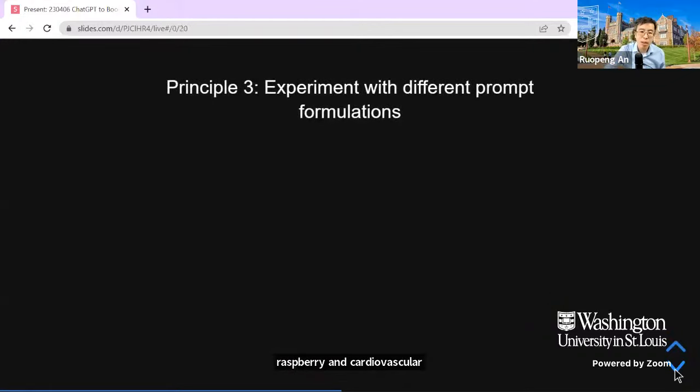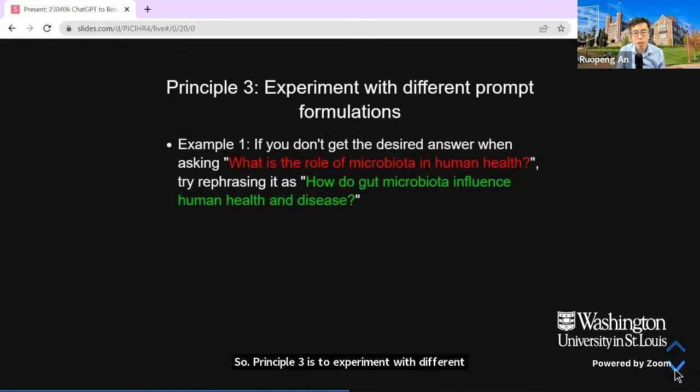So principle 3 is to experiment with different prompt formulations. One example is, if you don't get the desired answer when asking the prompt, what is the role of microbiota in human health? You can rephrase it in another way. For example, how do gut microbiota influence human health and disease, right? And the second prompt is better because it basically gives you a directionality of what impacts what.